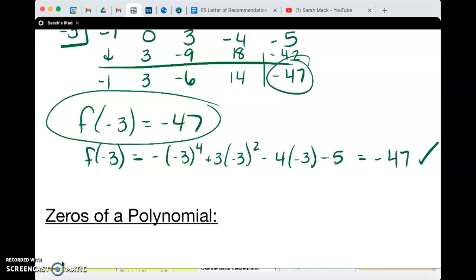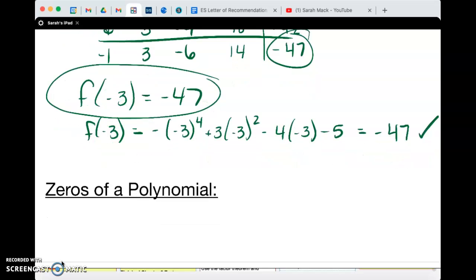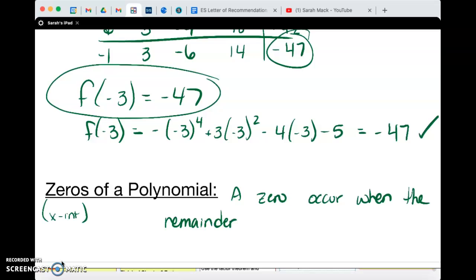Okay, so we have one more thing that we want to talk about, which ties right into the remainder theorem. Our goal for the next few days is finding the zeros of a polynomial. That's why we've been working with synthetic division. A zero is basically an x-intercept. But I can use the remainder theorem to actually figure out a zero. So I'm going to say a zero first, when the remainder is zero, after doing synthetic division.